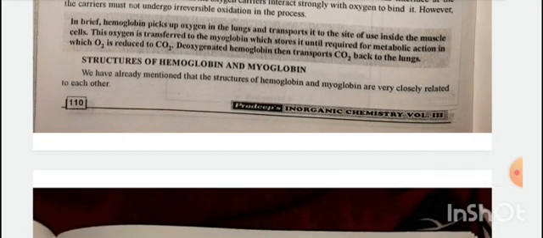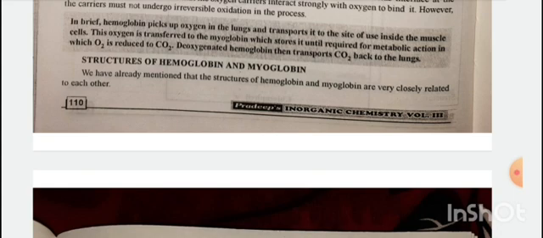In brief, hemoglobin picks up oxygen in the lungs and transports it to the site inside the muscle cells. The oxygen is transferred to the myoglobin, which stores it until required for metabolic action, in which O2 is reduced to CO2.